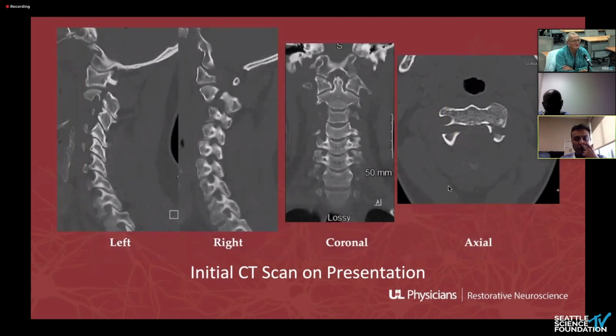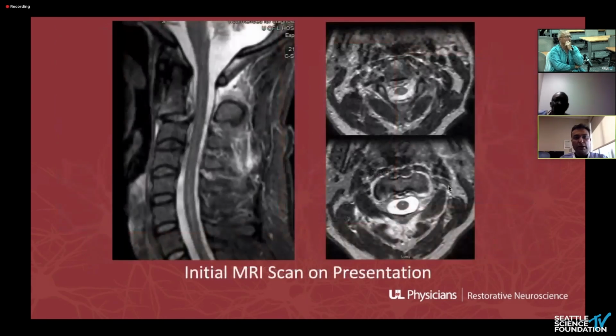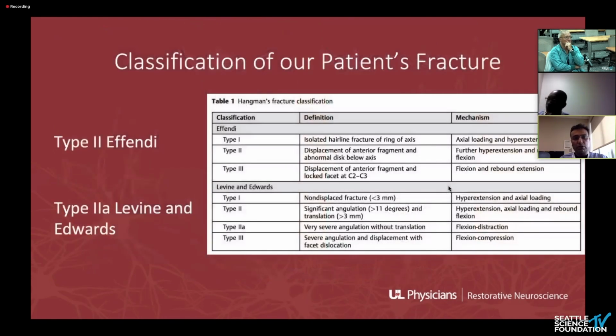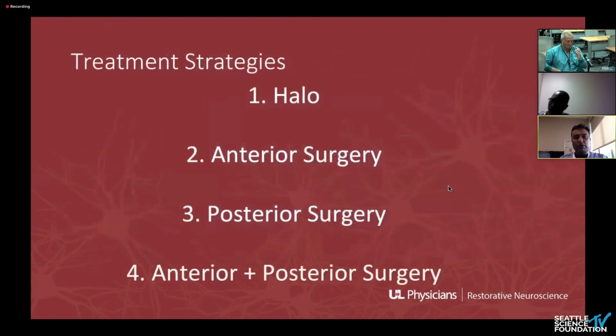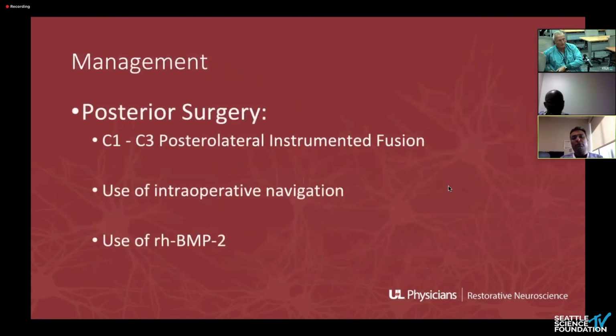So based on that, we understood that this fracture was pretty unstable, and given the translation and angulation, we decided to go with surgery, and we decided to go with the posterior instrumentation first, going from C1 to C3, using intraoperative navigation. And given his history of being likely non-compliant, we decided to use BMP as well.